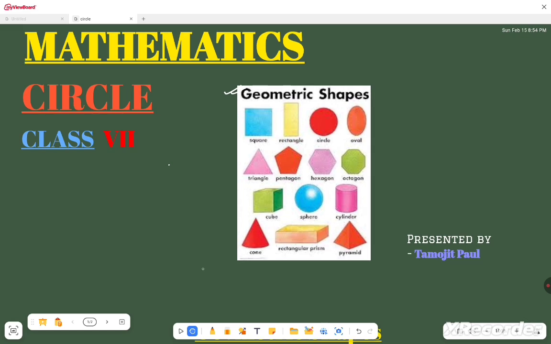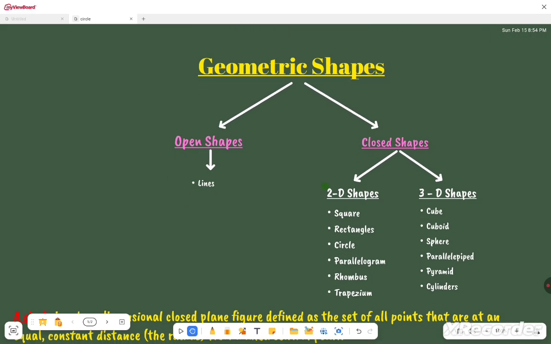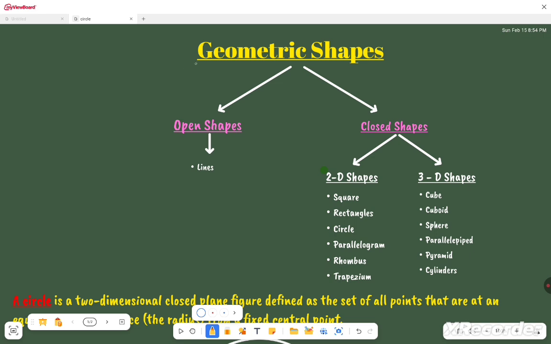Now, we have some classification. That means we have classified geometric shapes in a certain way to understand them in a precise way. Broadly, they are classified into two types: open shapes and closed shapes. Open shapes means it is not closed. We can say a line is one of the examples of open shapes.